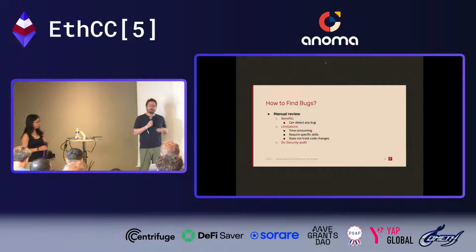The second technique that you can use is manual review. You can go line by line through your code and try to see if something is wrong, or if something can be abused by an attacker. This is difficult, it is time consuming, and it requires specific skills.